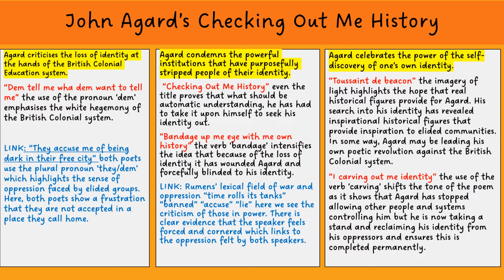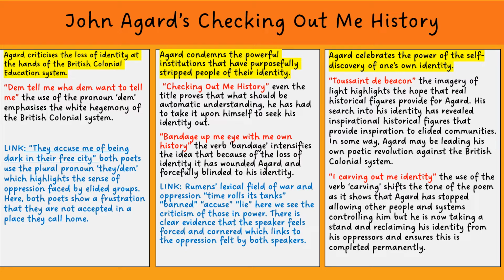Okay, so now we're going to look at the language analysis of "Checking Out Me History". You can obviously see that I have, at the top of each box, linked back to the poet's intentions. So each box looks at a different intention and different quotations you could use to support that intention. The first one we're going to look at is Agard's criticism of the British colonial education system and how that has caused a loss of identity.